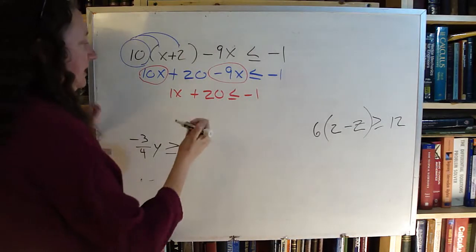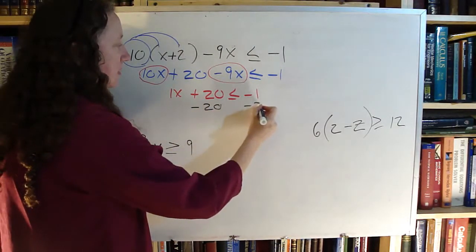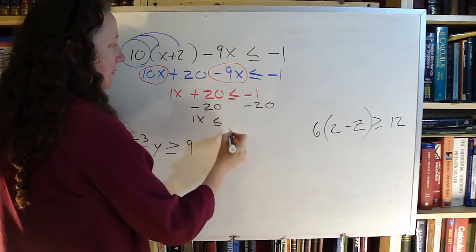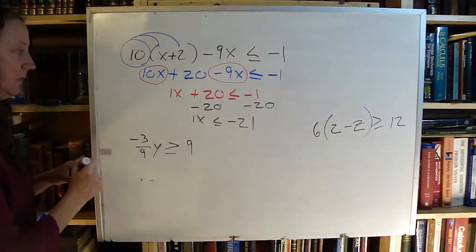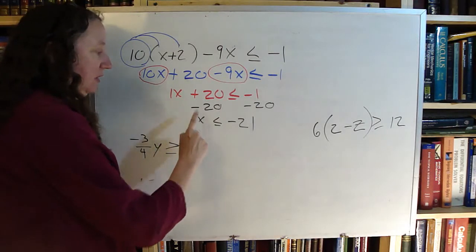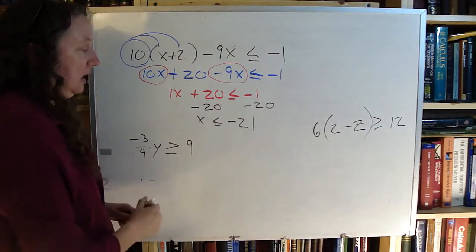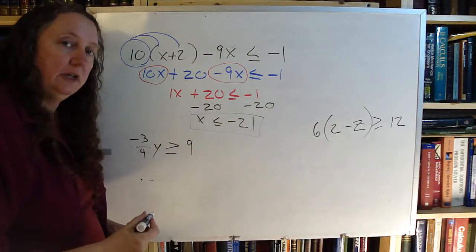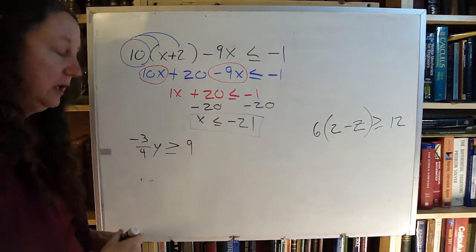One more step to finish. And remember, 1 times anything doesn't change it, so I don't need the 1 there. I now have my answer in inequality notation. I need to write it in interval notation.